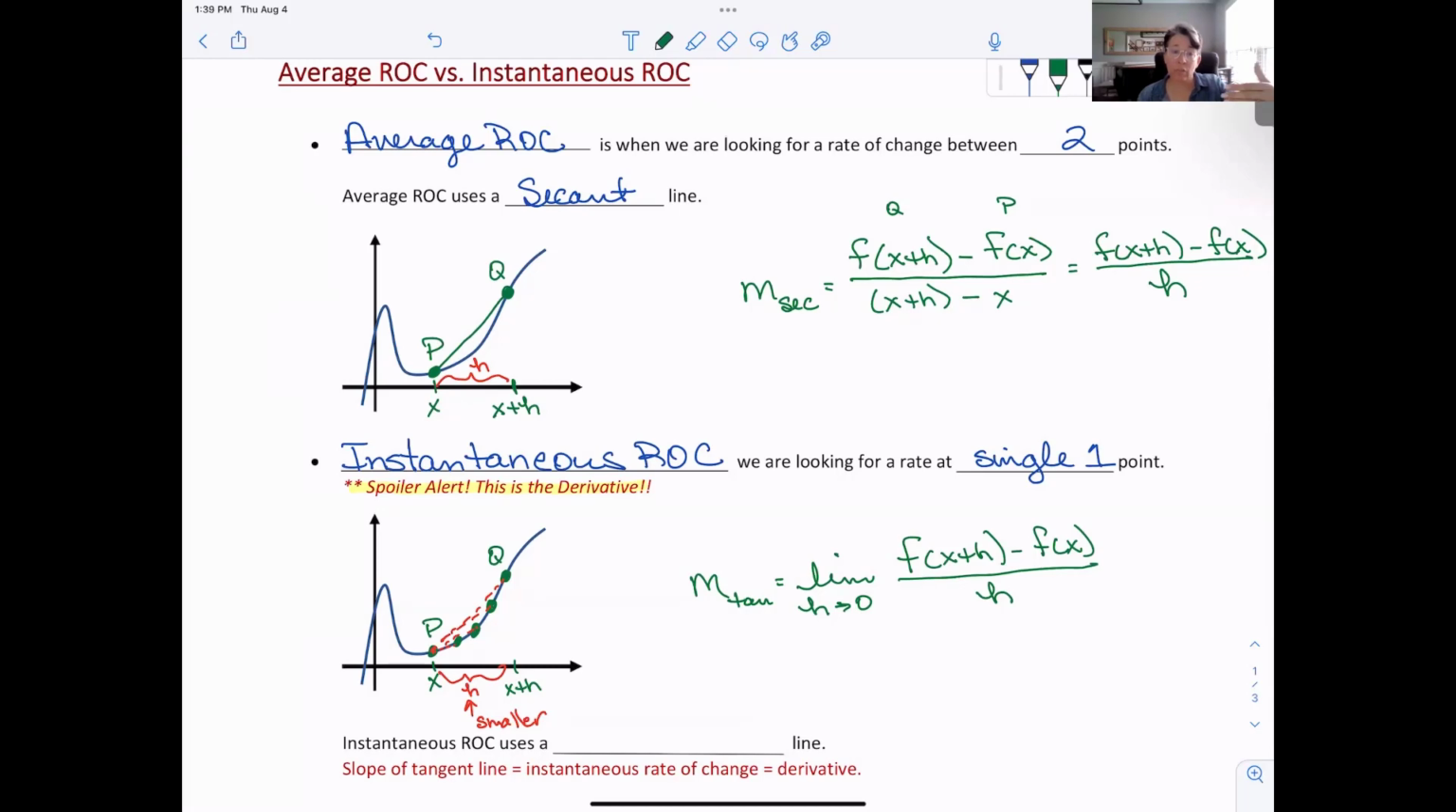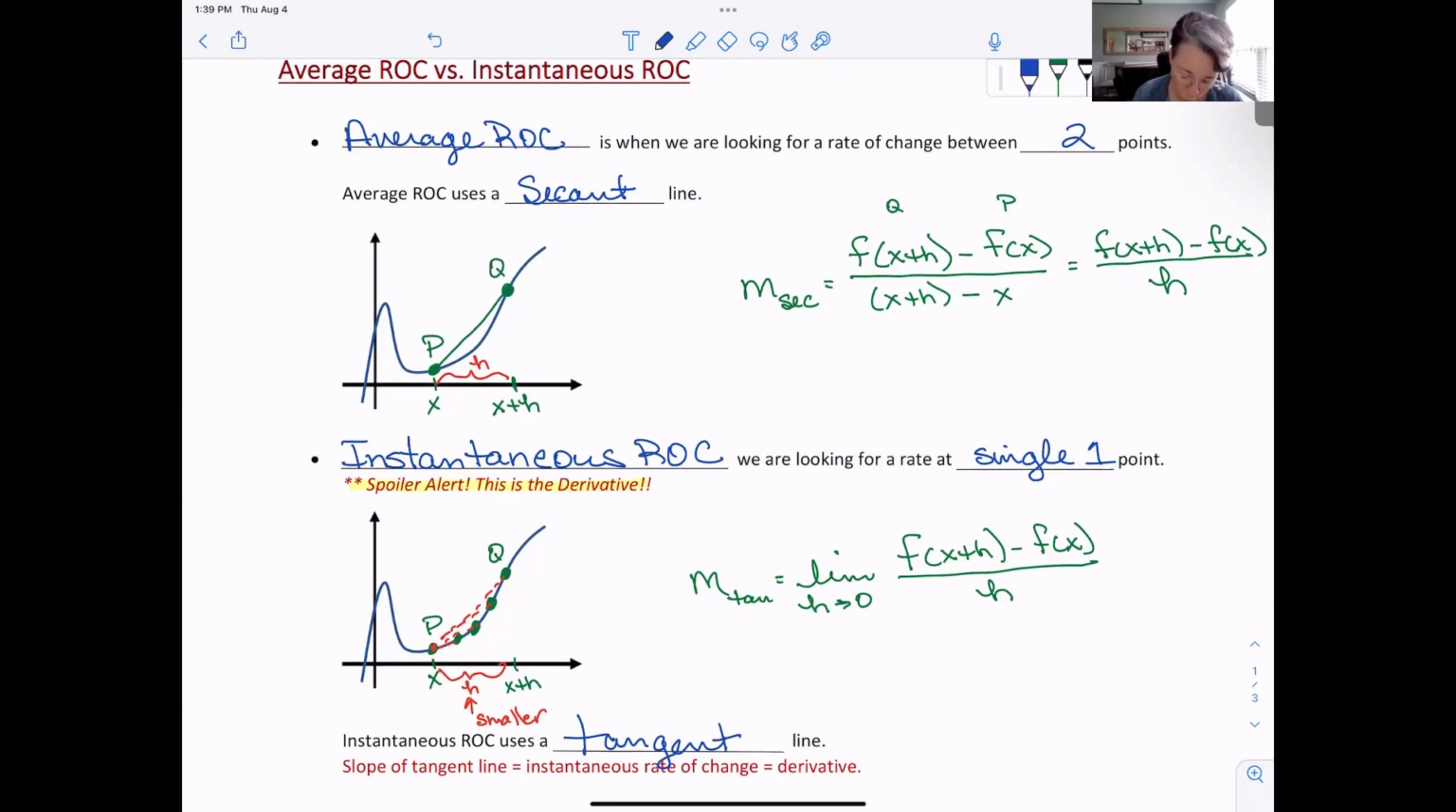So remember, the average rate of change, we call that a secant line between 2 points. If we're doing an instantaneous rate of change, then we call that a tangent line. Now, for those of you that have had trigonometry before, don't get the secant and tangent here confused with the trigonometric secant function and tangent function. We're just looking at lines.